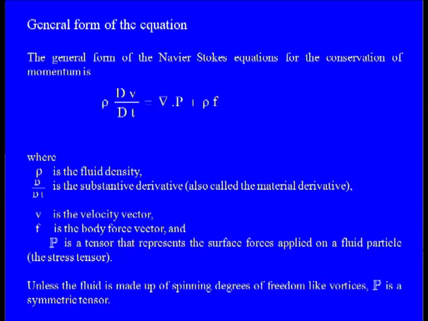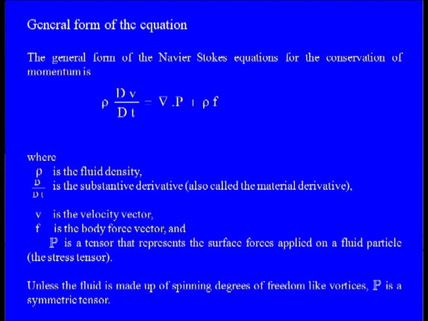In general, we are not going to derive the Navier-Stokes equation, but let us try to understand the different terms in it, what it tells us. Usually, the general form of the Navier-Stokes equation for the conservation of momentum is rho dv/dt equal to divergence of P plus rho times f, where rho is the fluid density and d/dt is the substantive derivative, also called the material derivative. That means this is the rate of change with time in the fluid frame itself, and v is the velocity vector, f is the body force vector, and P is the tensor that represents the surface forces applied on a fluid particle, which is the stress tensor whose form we are going to give now.